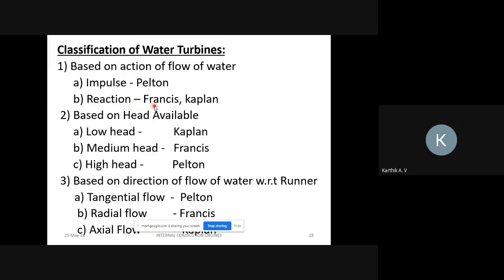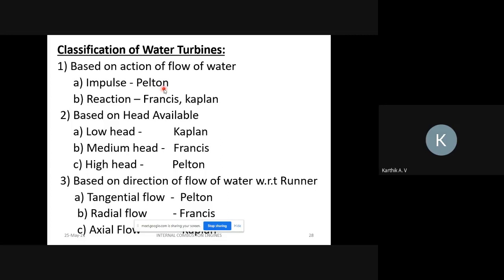Two types of reaction turbine are there: Francis turbine as well as Kaplan turbine. These are named after the scientists. The scientist Francis invented this type of turbine, so it is named the Francis turbine. Kaplan is the same thing. The Pelton scientist invented the Pelton type of turbine, where water is directly hitting the blade. The disadvantage of the Pelton wheel is that high head is required. Head is nothing but a high level of water. That is the disadvantage of the Pelton turbine.